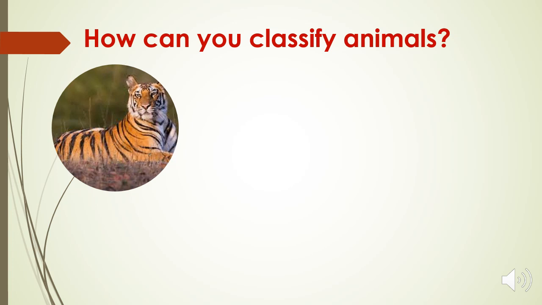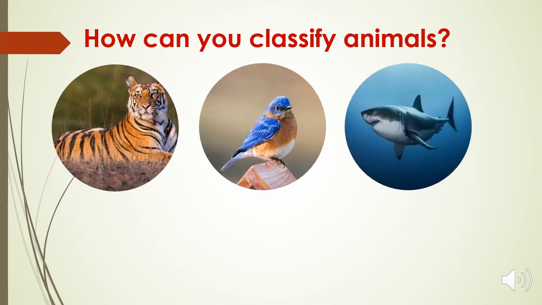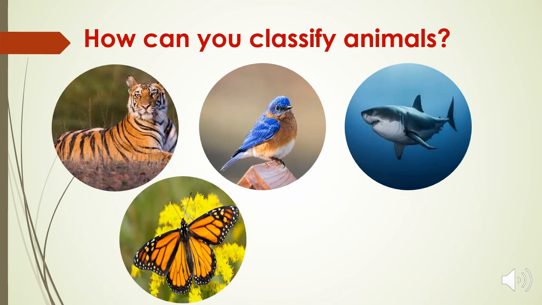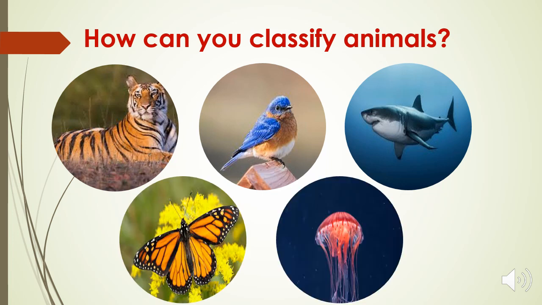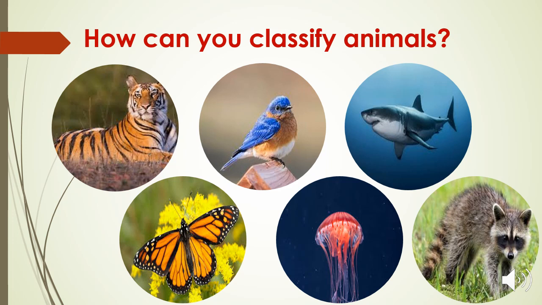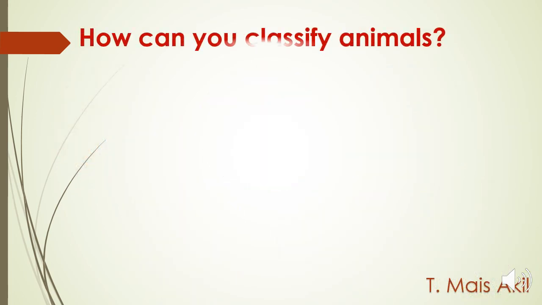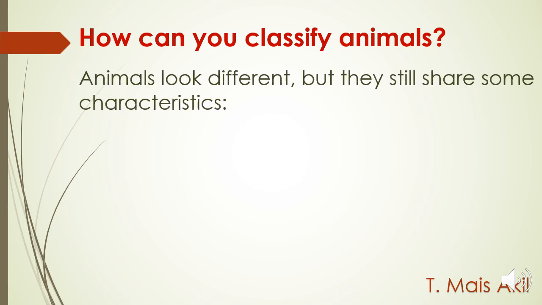As you see here, there is a tiger, bluebird, shark, butterfly, jellyfish, and raccoon. As you see, these animals are different sizes, they look different, they have different parts. So, how can we classify animals? Even if the animals look different, they still share some characteristics. Like what? What do you think?